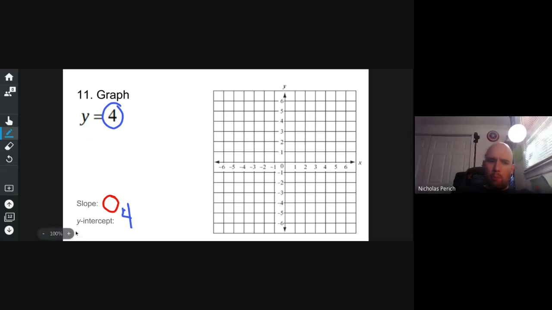So if the y-intercept is 4, go to your y-axis and put a dot at 4. And I remember from the other day that if a slope is 0, it's completely flat. It's completely horizontal. So there's my 0 slope. Look, y is 4, and over here y is 4, and over there y is 4, and y is always going to be 4.